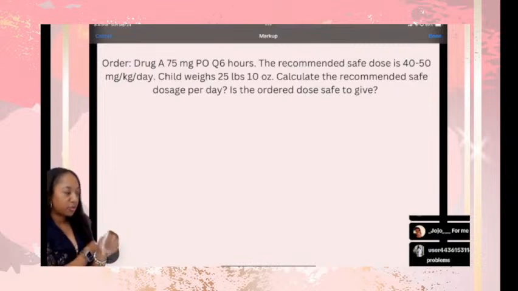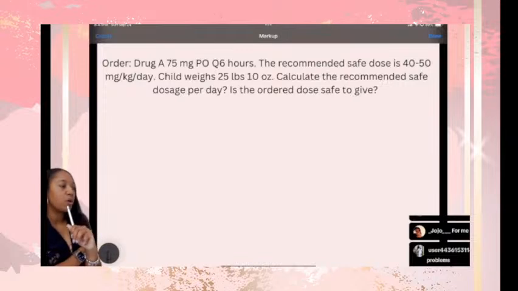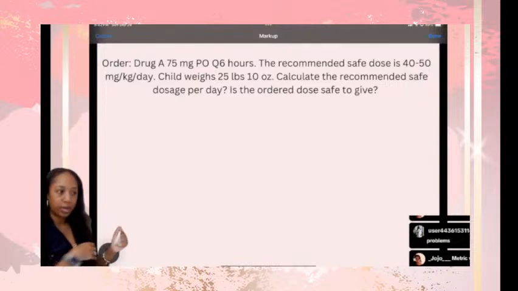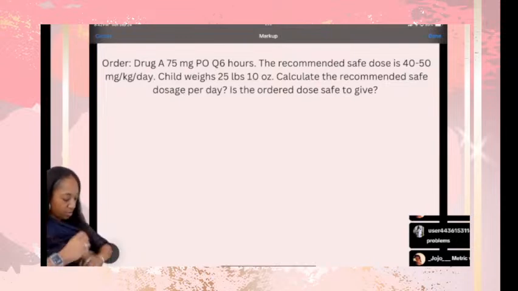Alright, while you're typing your response, order: drug A 75 milligrams, PO every 6 hours. The recommended safe dose is 40 to 50 milligrams per kilogram per day. Child weighs 25 pounds, 10 ounces. Calculate the recommended safe dosage per day. And is it safe? What's been ordered? Okay. So here we go.